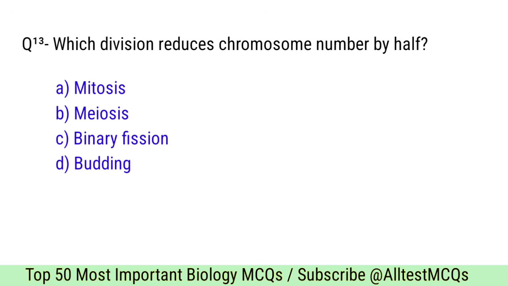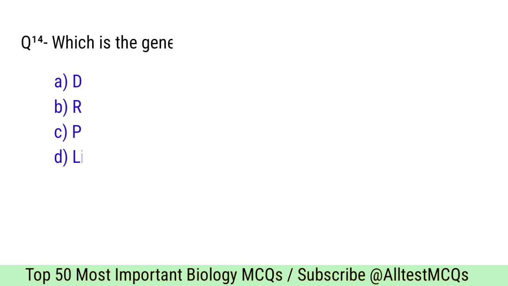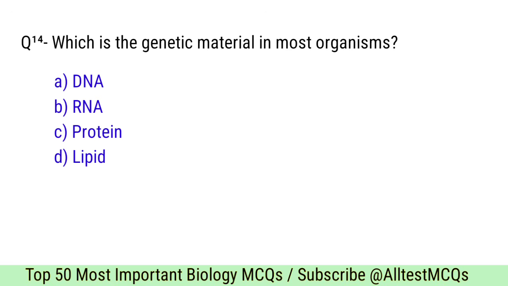Question number 13. Which division reduces chromosome number by half? Right option is B. Meiosis. Question number 14. Which is the genetic material in most organisms? Correct option is A. DNA.